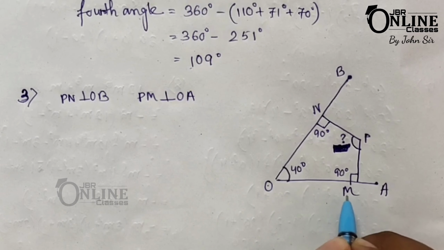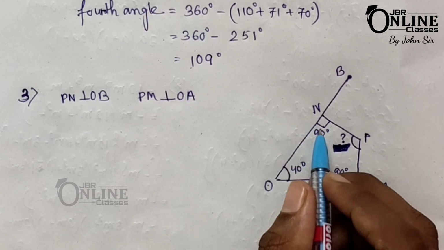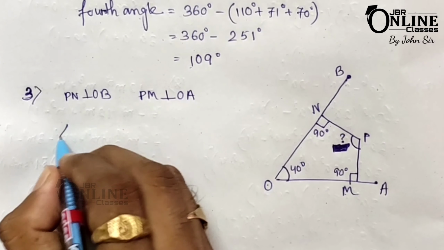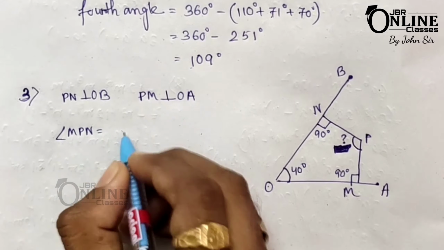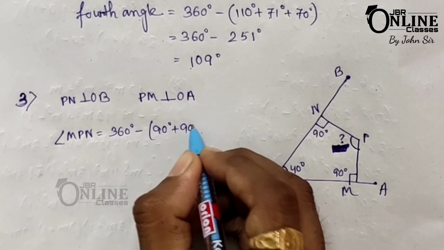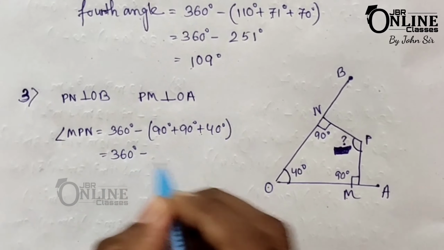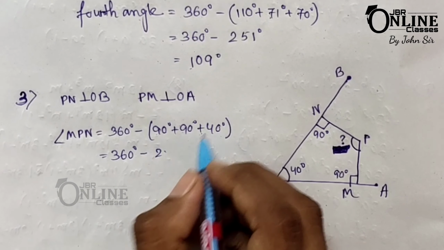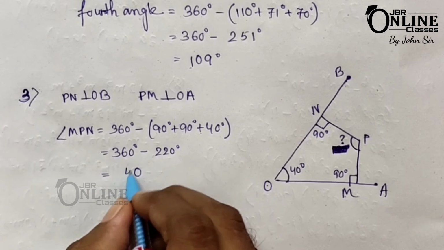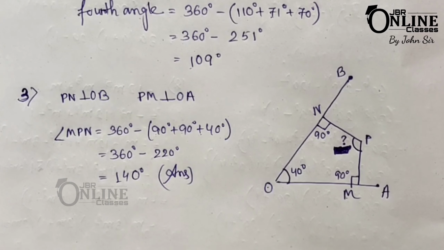So here OMPN is a quadrilateral. That means the sum of all four angles equals 360 degrees. So angle MPN equals 360 minus (90 plus 90 plus 40) degrees. That equals 360 minus 220, which is 140 degrees. That is the answer.